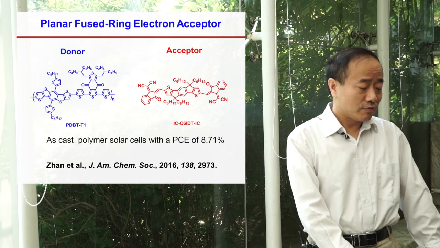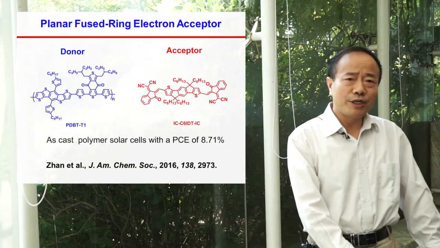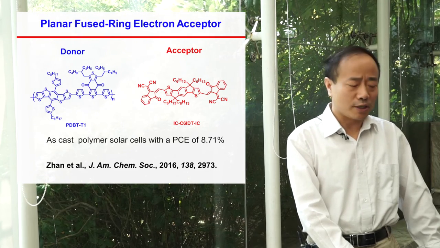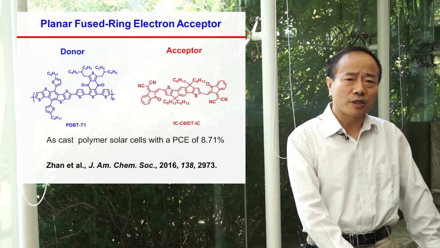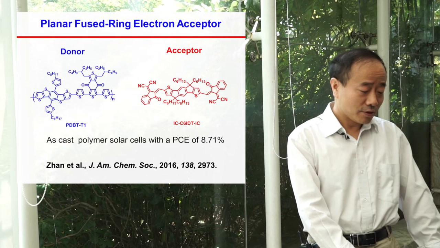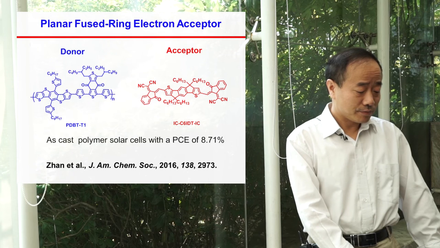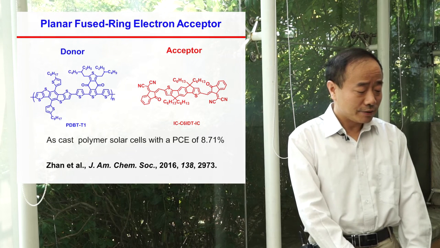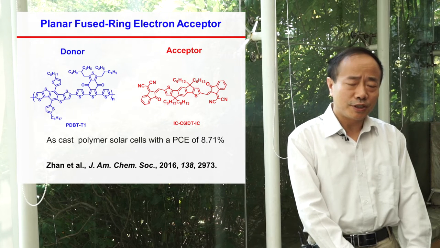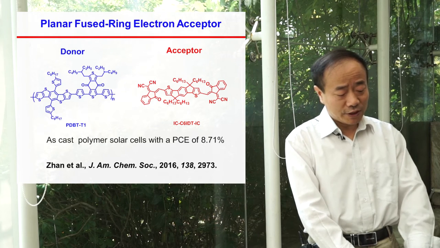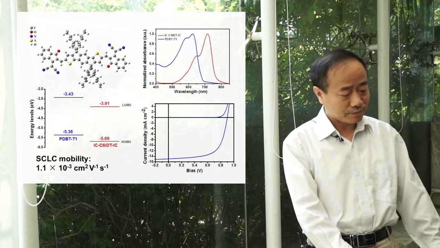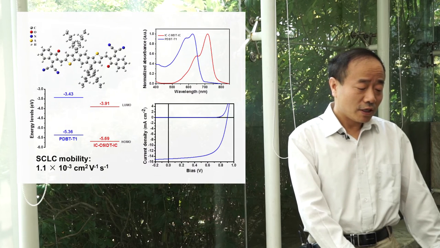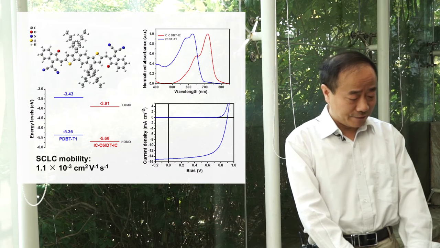We also made what we called a planar non-fullerene electron acceptor. We use alkyl side chain to replace the phenyl side chain to make the molecules more planar, then promote the mobility to 10 to the minus 3 and redshift the absorption. When blending this small molecule acceptor with the polymer donor called PDBT-T, we got a polymer solar cell efficiency around 8.7%. So from here, we can see the two molecules have matched energy level, complementary absorption spectrum, and high efficiency.